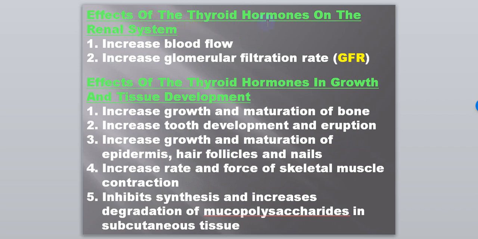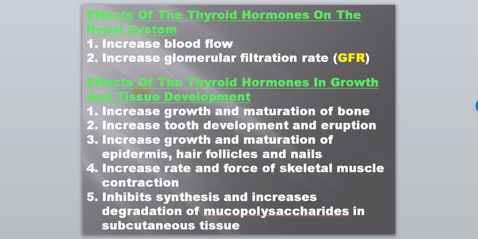Effect of thyroid hormones on the renal system. Also increased activity of this system. Increase blood flow and GFR, glomerular filtration rate. That means the process of excretion of ions and materials to the outside increases, and reabsorption of some materials also increases under control of thyroid hormone.